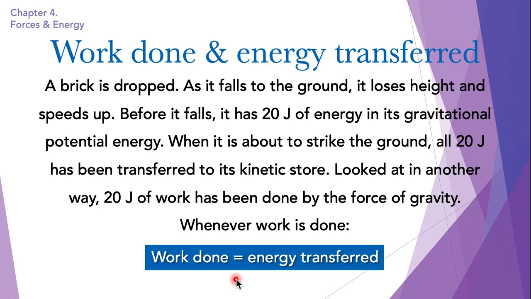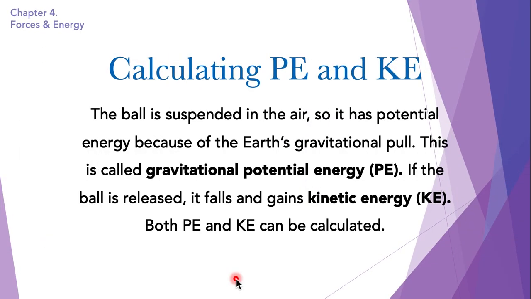Okay, now that we've understood this, we can move on to doing a question. In other words, we can learn how to calculate PE and KE. PE is potential energy and KE is kinetic energy. So we have the example here. A ball is suspended in the air. So it has potential energy because of the Earth's gravitational pull.